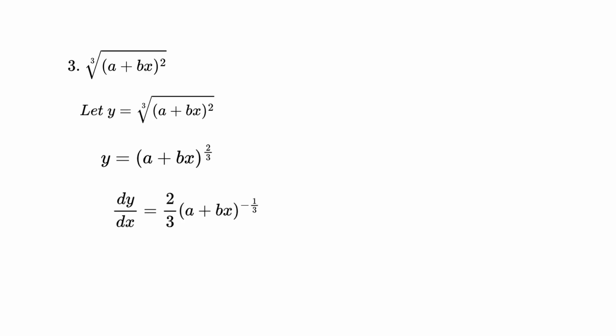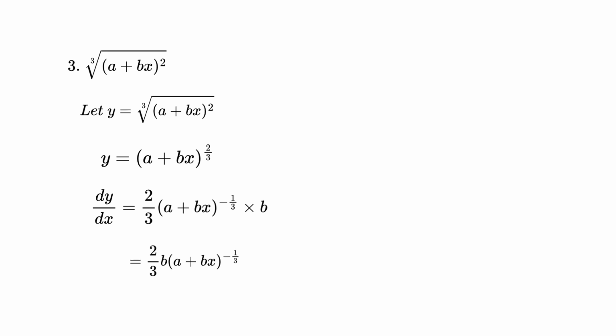Differentiate the outer function. dy/dx = (2/3)(a + bx)^(-1/3). Now, differentiate the inner function. The derivative of a + bx is simply b. So, × b. Therefore, dy/dx = (2/3) × b × (a + bx)^(-1/3). Always rewrite radicals as powers before differentiating.